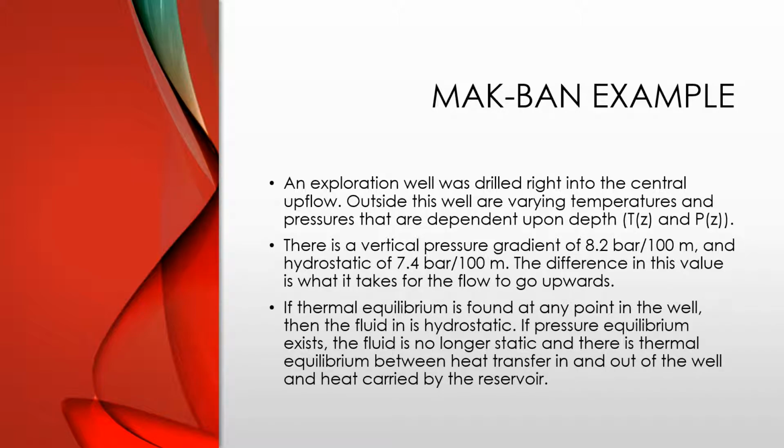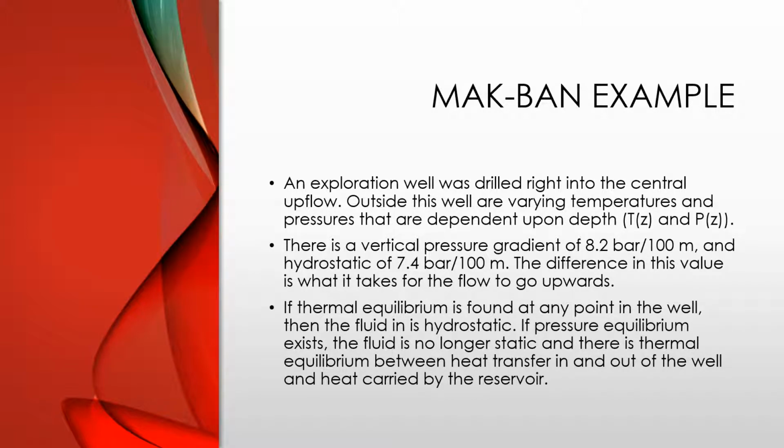Now this is an example, a real life example. An exploration well was drilled right into the central upflow. Outside this well are varying temperatures and pressures that are dependent upon depth. So temperature as a function of depth, Tz, and pressure as a function of depth, Pz. There's a vertical pressure gradient of 8.2 bar per 100 meters and hydrostatic of 7.4 bar per 100 meters.